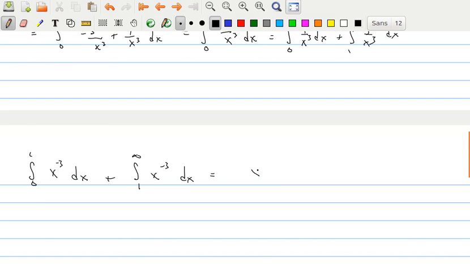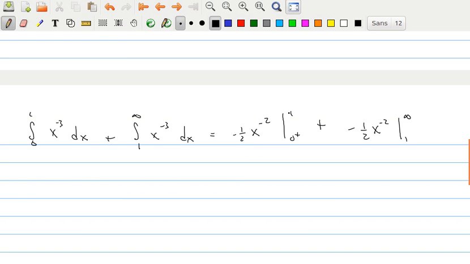So the first one is going to give us x to the negative 2 over negative 2 from 0 to 1. And now 0 we've got to be careful on, because that's actually a limit, because we've got this improper integral. And then the second integral is also negative 1/2 x to the negative 2, now from 1 to infinity. Okay, evaluating the first integral, we plug the 1 in. We're getting negative 1/2 minus negative 1 over 2 times, now this x to the negative 2 gives us this 0 in the denominator. So we're going to come back to that in a second. Let me just write down the second integral.